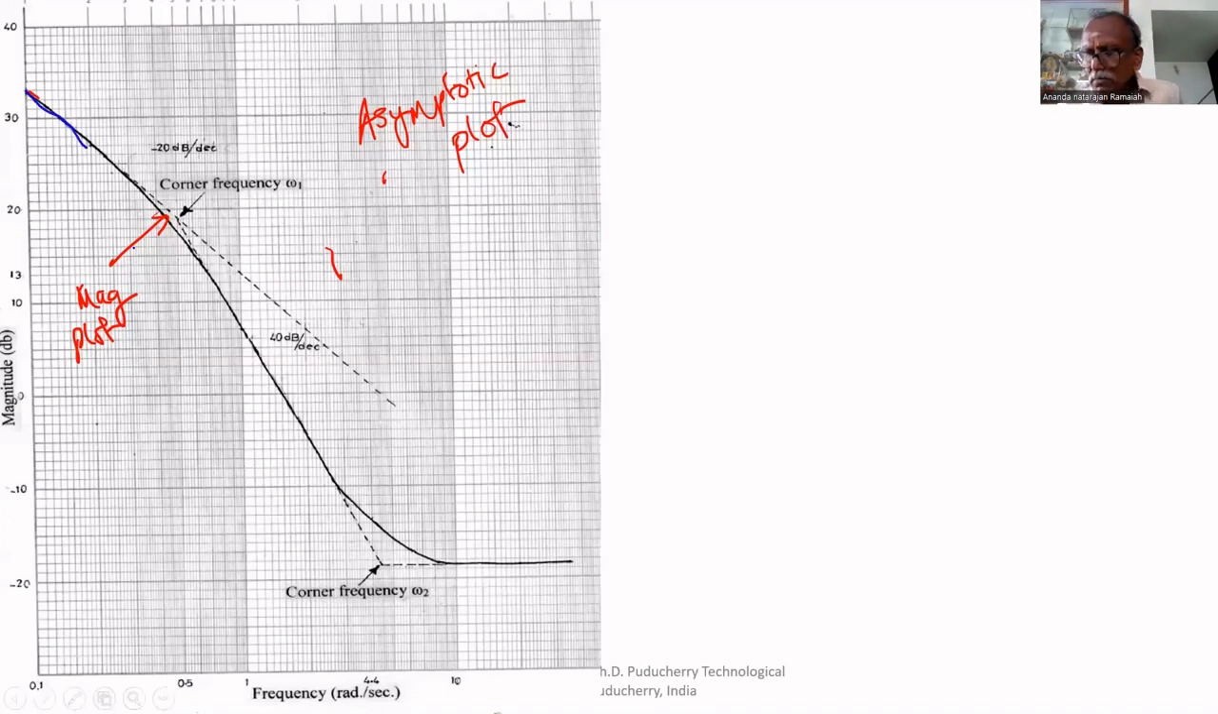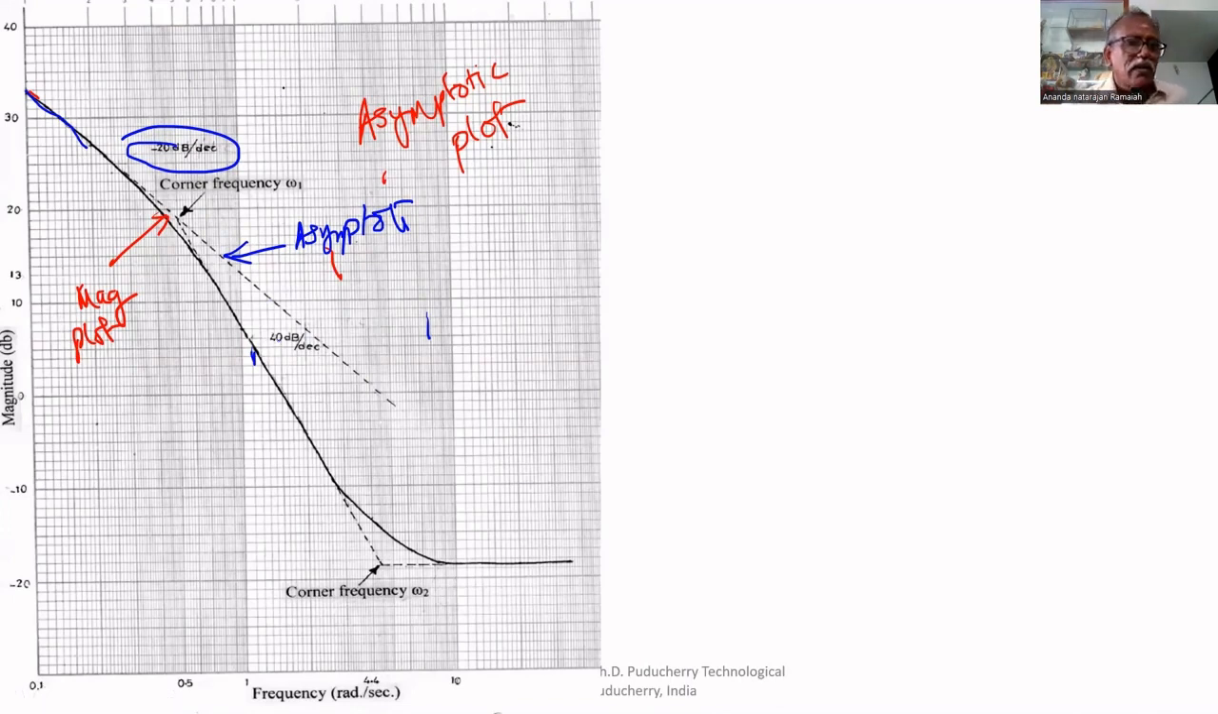This dotted line is the asymptote. The slope of that asymptote is minus 20 dB per decade. And the corner frequency, again, draw the asymptote for this part. The asymptote should pass through the maximum part of the graph. Like that, you have to draw the tangent.